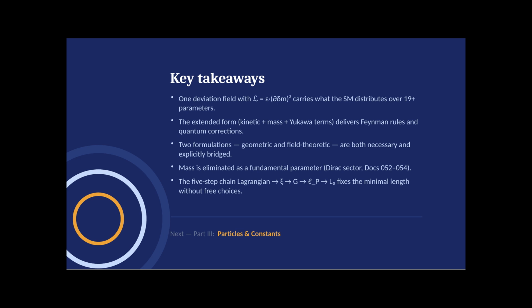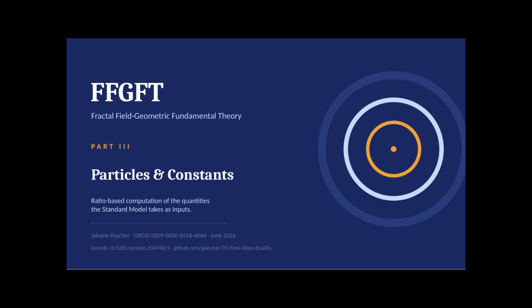Next, part 3, particles and constants. Slide 24, part 3. This is where it gets concrete. Computing from ratios the very quantities the standard model just takes as inputs: lepton masses, the fine structure constant, the gravitational constant, lifetimes. Let's see how far one number can carry us.